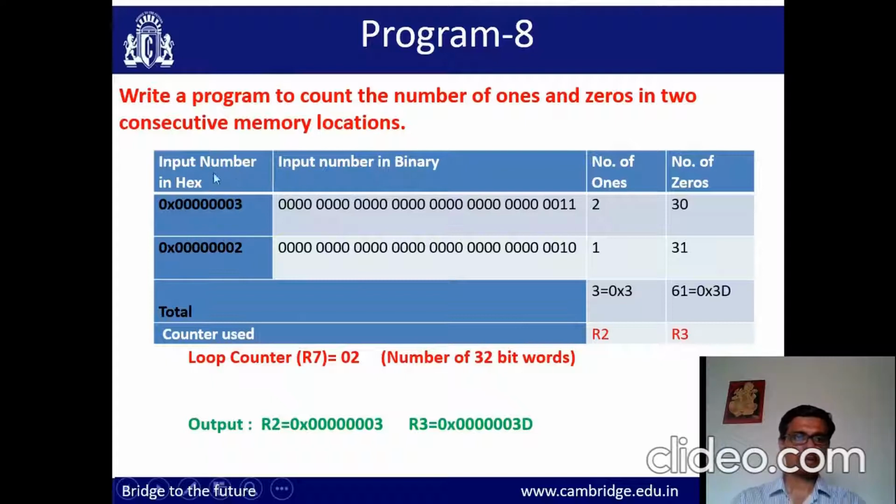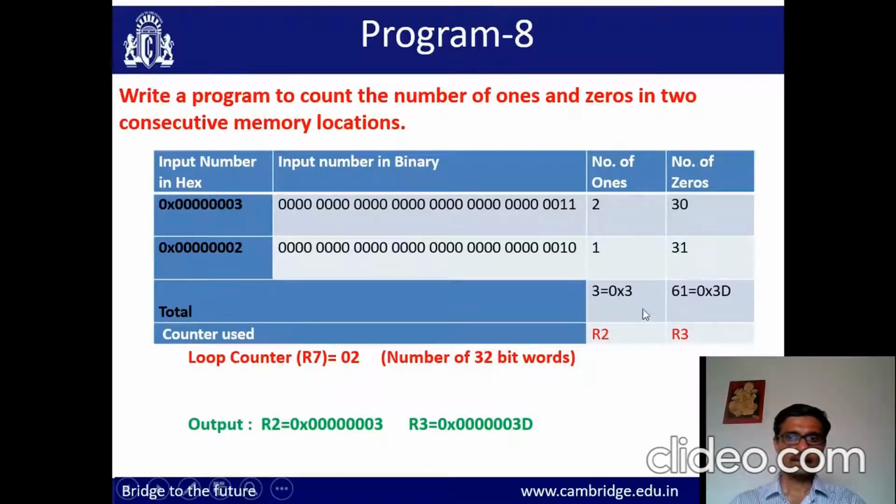For example, if you consider these are the two numbers, hexadecimal numbers, 3 and 2, stored in two consecutive memory locations. Here, this is a 32-bit representation using binary. This is the binary representation of the second number. You can see here the number of ones in the first is 2 and the number of zeros is 30. In the second number, the number of ones is 1 and the number of zeros is 31.